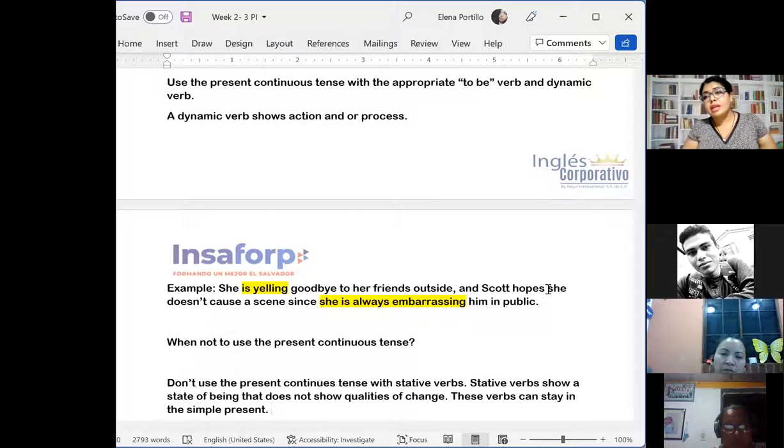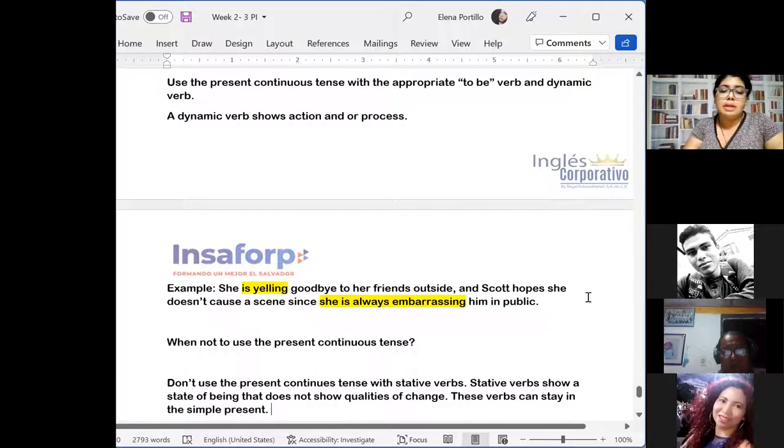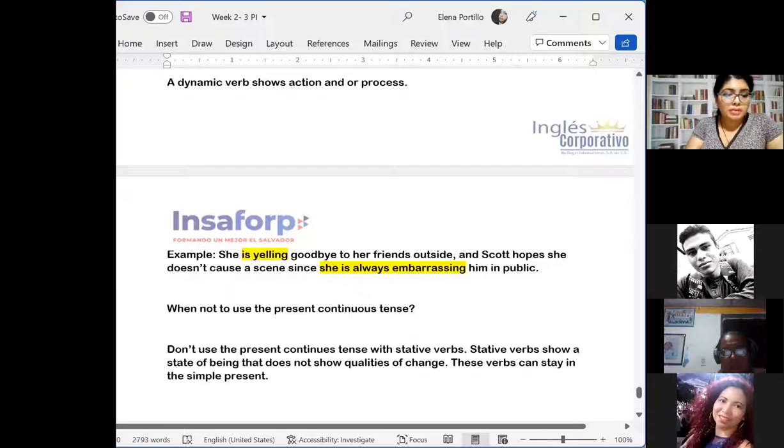And in this case, it can be feelings, thoughts, and all of that. Pueden ser sentimientos, pensamientos y todo eso. En ese caso, no vamos a utilizar el presente continuo, sino que nos vamos a quedar siempre con el simple present, el presente simple. In this case, with the stative verbs, we cannot use the present progressive or present continuous, I mean.